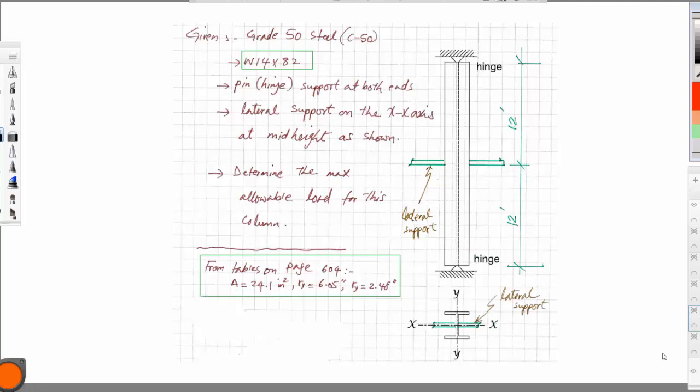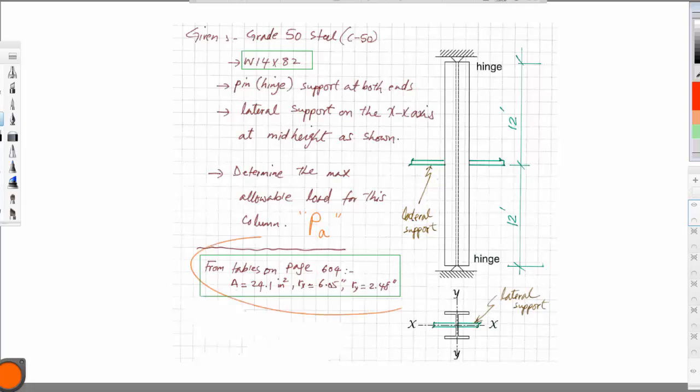We have now an example of how to design a steel column. Given the following information, the section is W14 by 82, and it is hinged at both ends, and there's a lateral support on the x-axis as shown. So this is the lateral support. Determine the maximum allowable load for this, meaning calculate the PA.